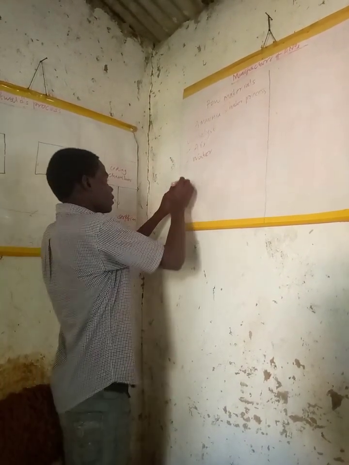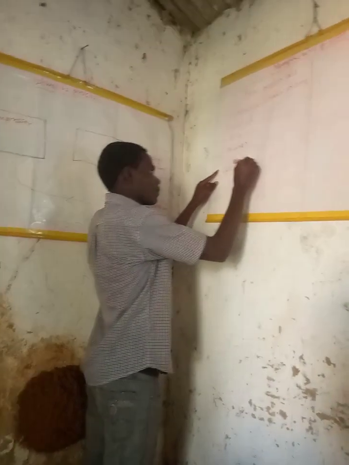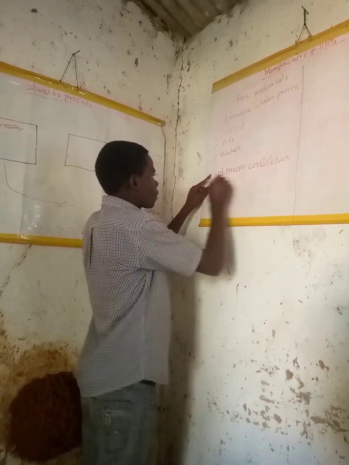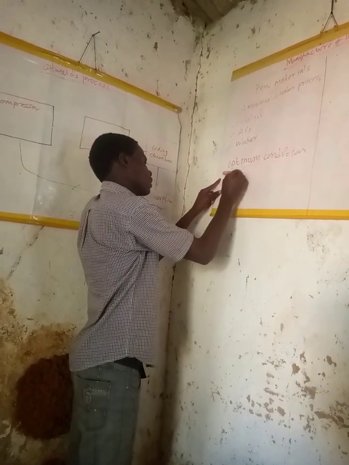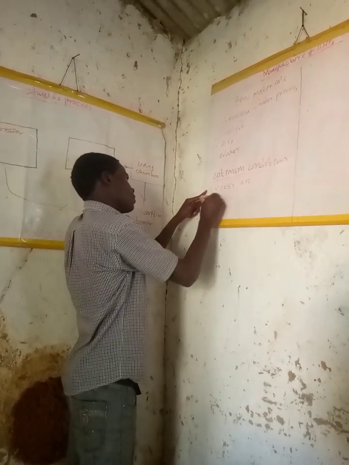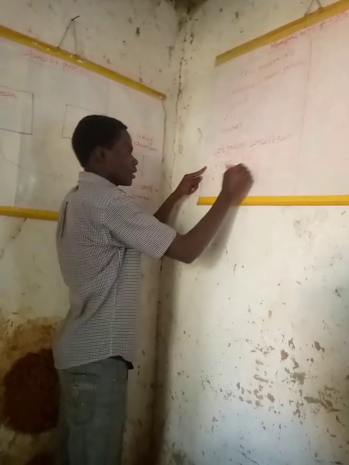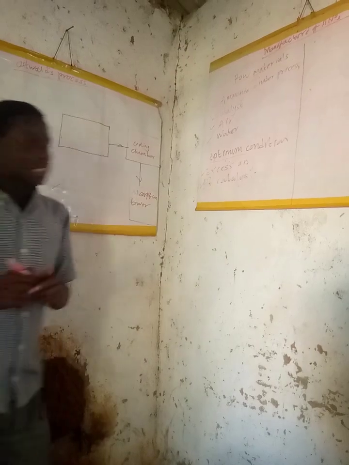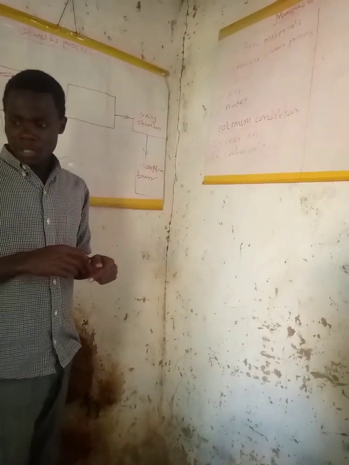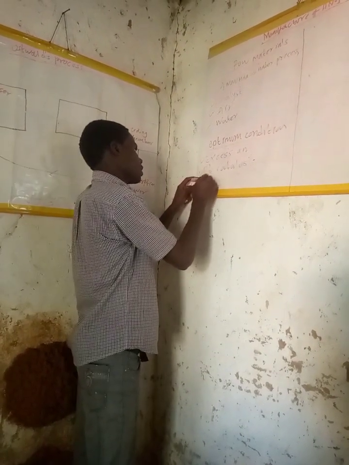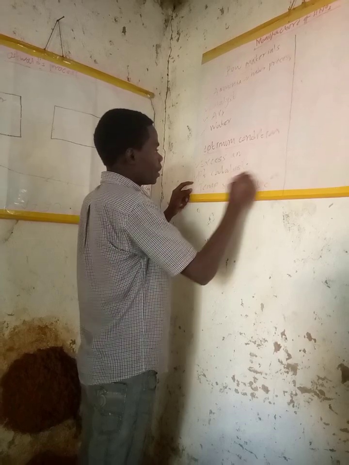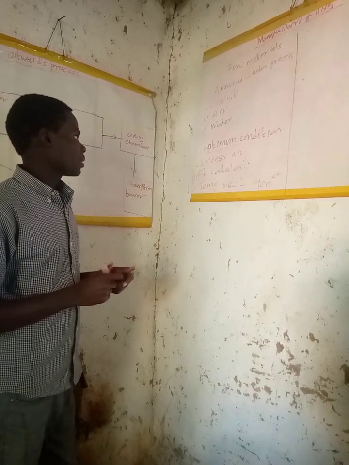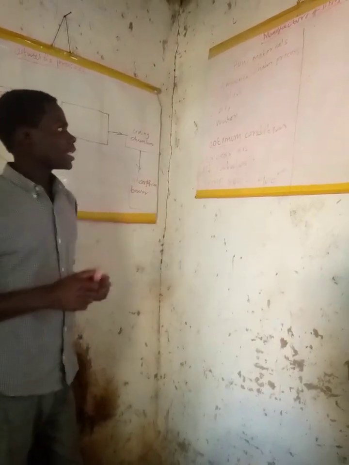So the optimum conditions: you have excess air, a platinum catalyst, and a temperature of about 850 to 900 degrees Celsius.